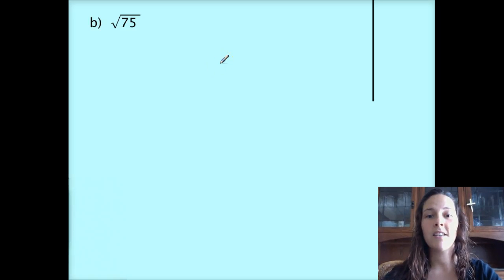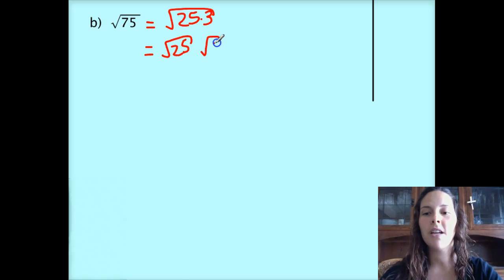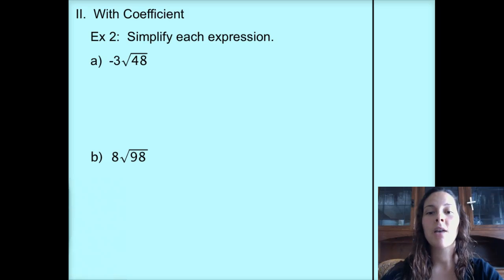Let's take a look at this again. So we've got the square root of 75, so we can split this up as 25 times 3. Again, we can split it up under two different radicals, the square root of 25 times the square root of 3. The square root of 25 is 5, so we have 5 times the square root of 3. Now we're going to take a look at what to do if there's already a coefficient out front. We're going to follow the same steps that we did before.